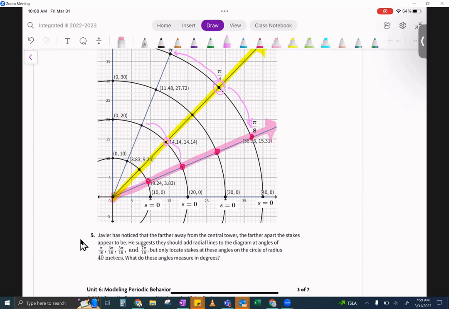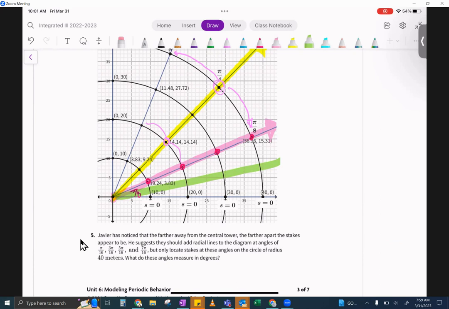So he suggests they should add radial lines to the diagram at angles of pi over 16. Now remember that this one right in here is pi over 8. That's the angle pi over 8. So where would pi over 16 be? Hopefully you see the relationship. It's half of it. So ignore my bad drawings here, but imagine another radial line going that way, right? That's what he's suggesting, that green line there.